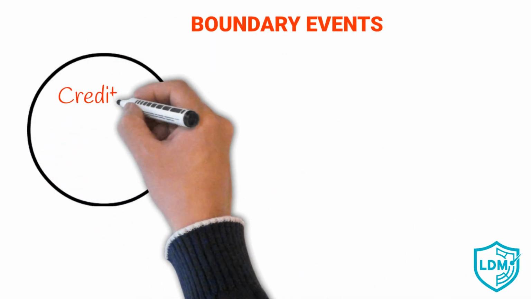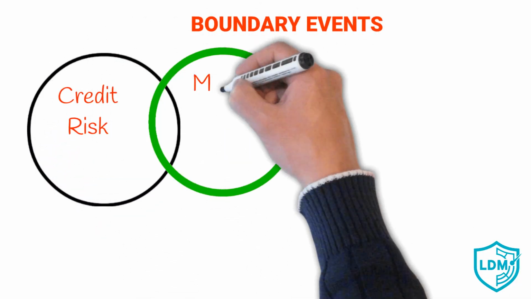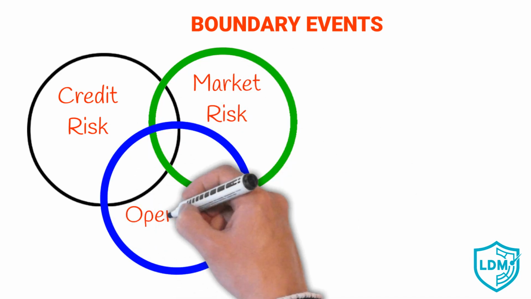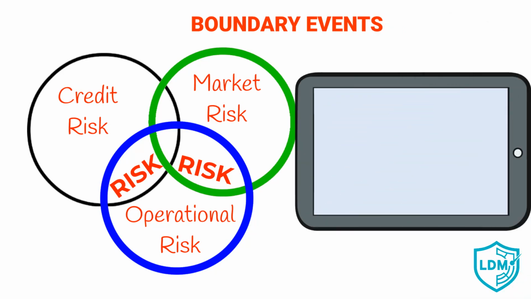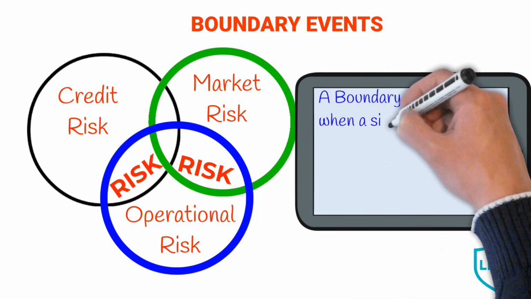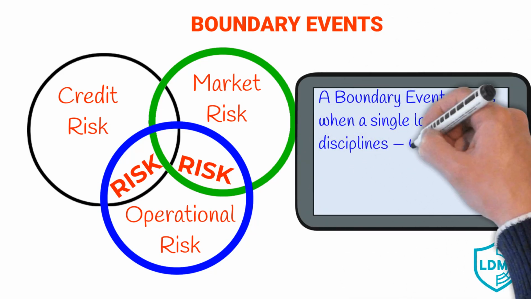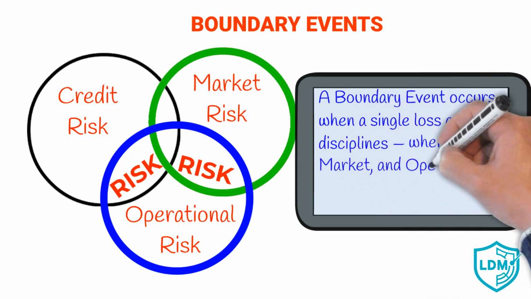In banking, some of the most dangerous losses have an identity problem. They don't belong to one risk type. They sit at the boundary. A boundary event occurs when a single loss crosses disciplines, where credit, market, and operational risk overlap.